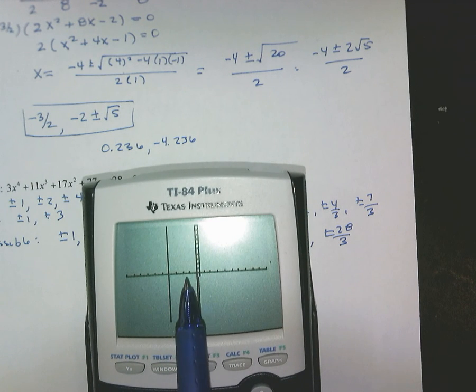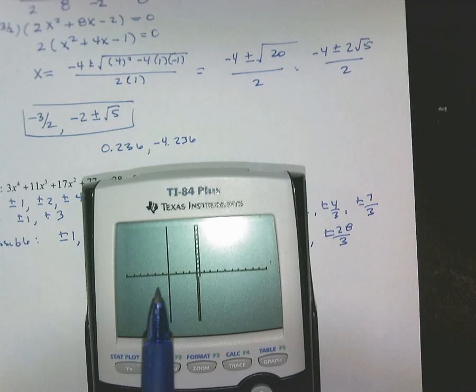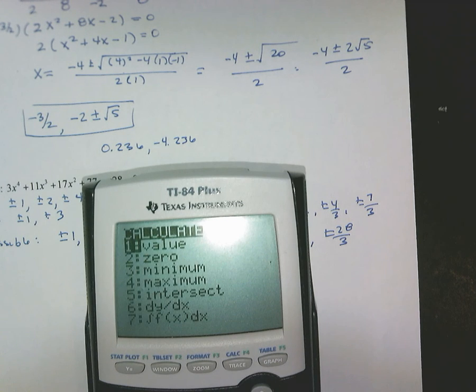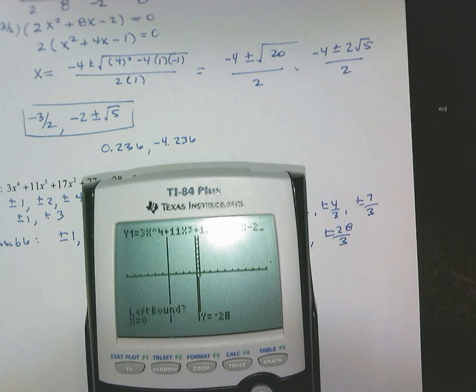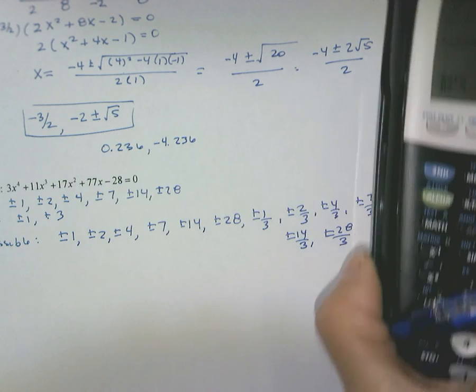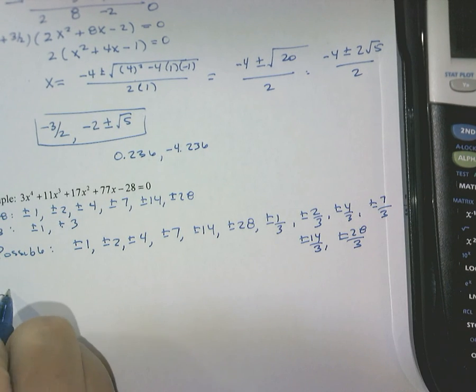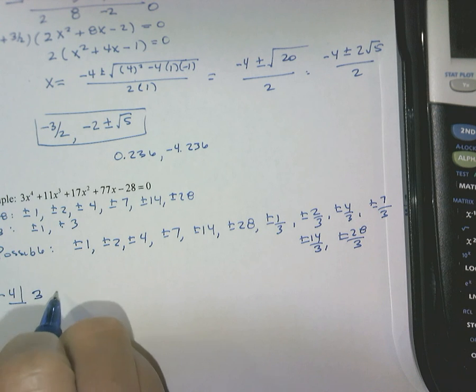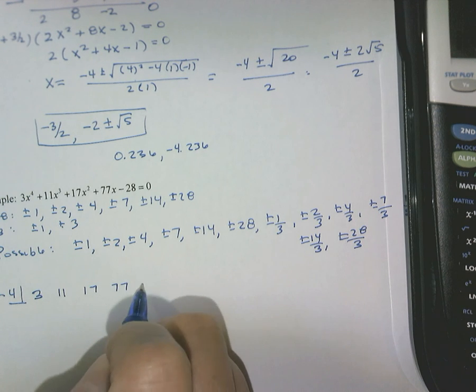So this first one here looks like it's -4. If I do second trace, 0. So -4 is between -5 and -3. Yep, I was right, -4. So I'm going to put a -4 out front. 3, 11, 17, 77, -28.